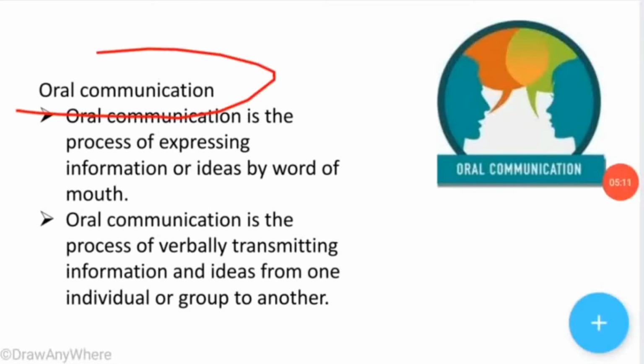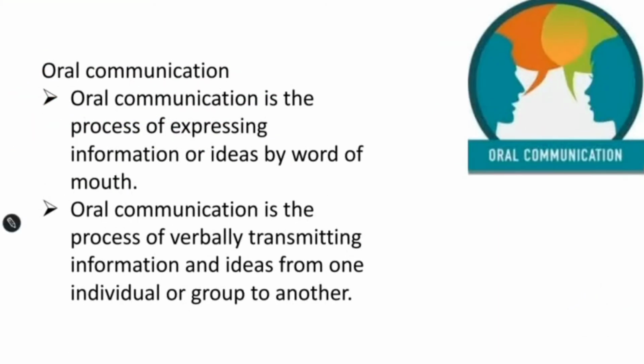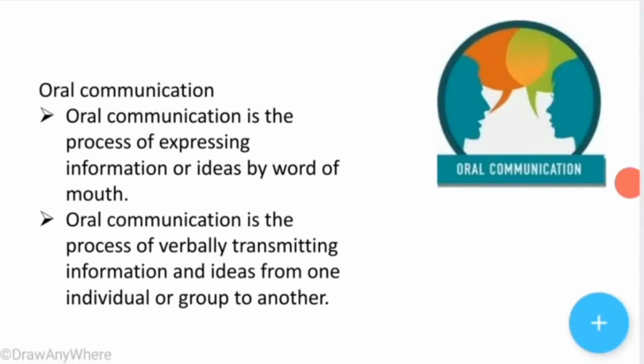Next one, oral communication. What is oral communication? It is a process of expressing information or ideas by word of mouth. Communication done through the mouth. It includes direct conversations, telephone conversations, speeches, personal presentations, discussions, and classroom lectures. These are examples of oral communication. So it is a process of verbally transmitting information and ideas from one person to another by word of mouth. It is called oral communication.